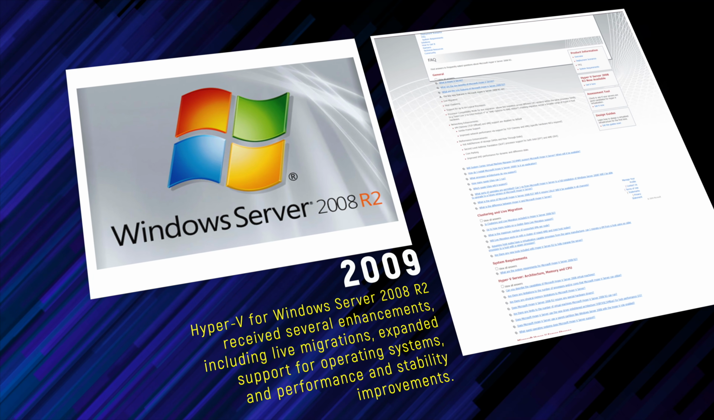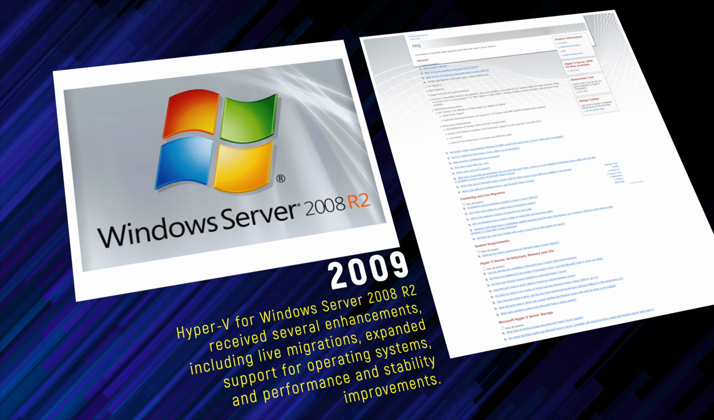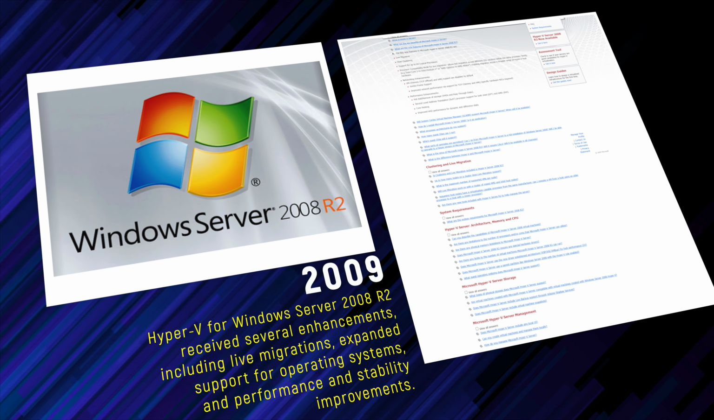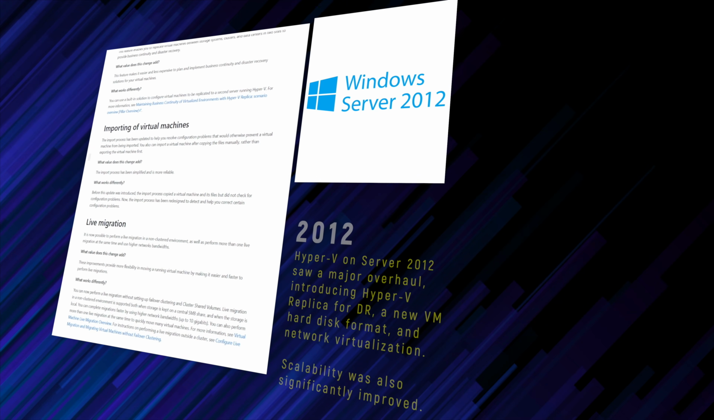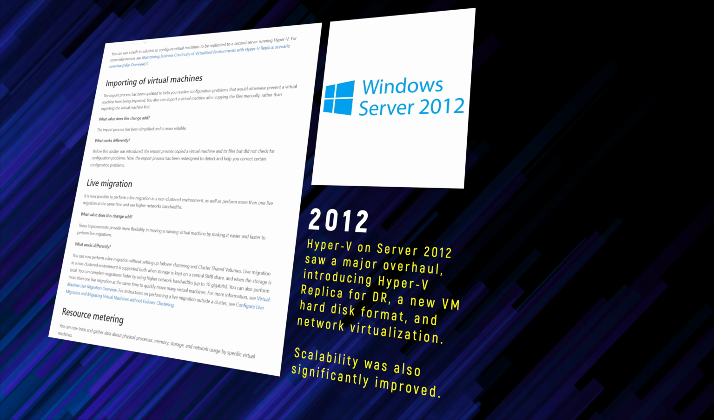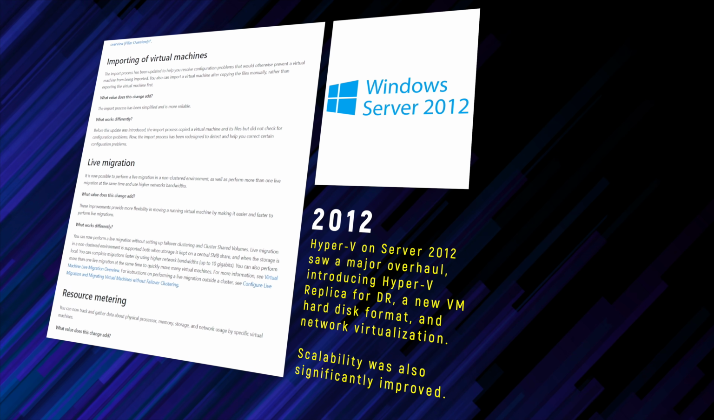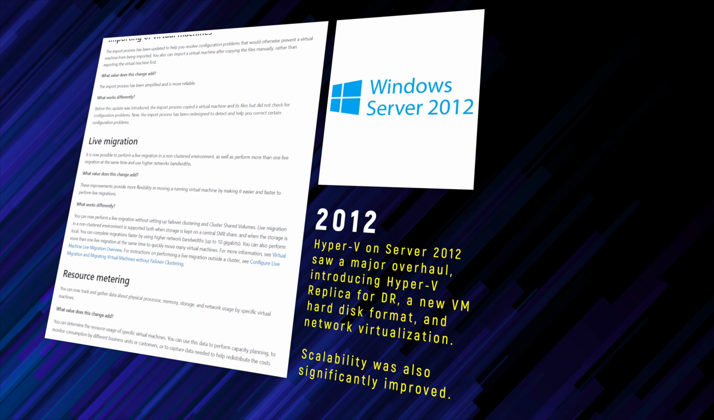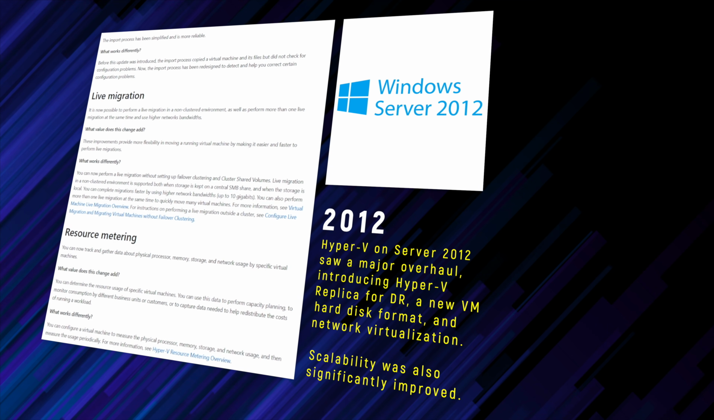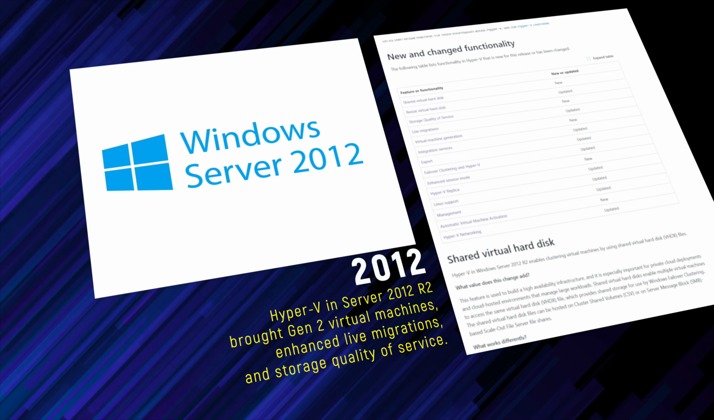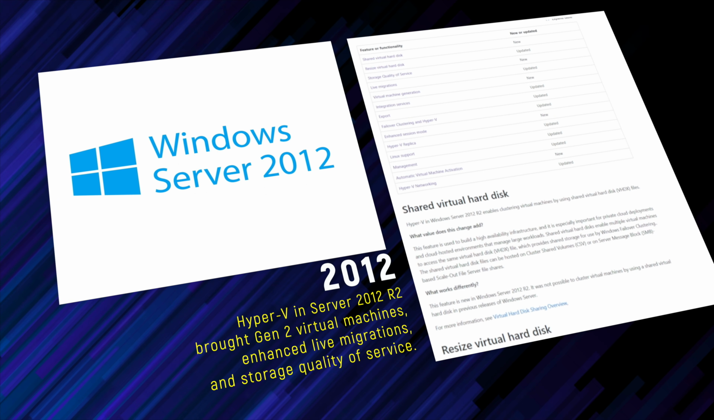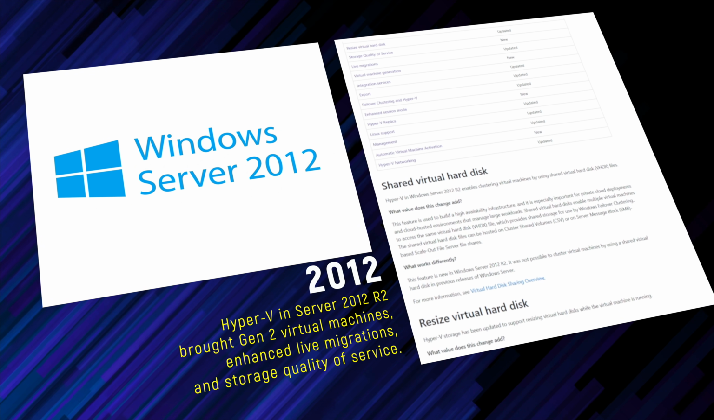With the release of Windows Server 2008 R2, Hyper-V received several enhancements including live migration of VMs, expanded support for operating systems, and improved performance and stability. With the release of Windows Server 2012, Hyper-V saw a major overhaul, introducing features like Hyper-V Replica for disaster recovery, a new virtual hard disk format, and network virtualization. Scalability was also significantly improved, supporting much larger VMs and physical hosts than before. The following year, with the release of Server 2012 R2, Hyper-V saw an introduction of Gen 2 virtual machines, enhanced live migration capabilities, and storage quality of service.